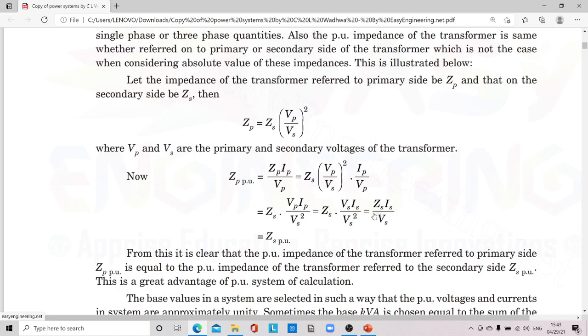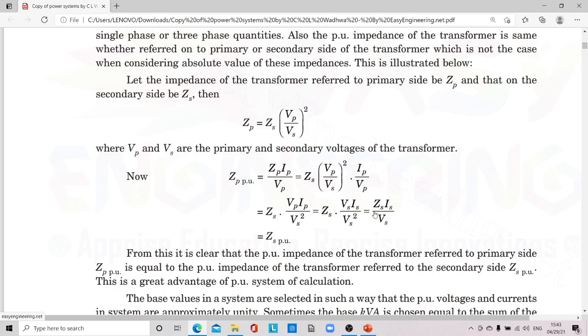Base values in a system will be selected in such a way that per unit voltages and currents are approximately unity. Sometimes base kVA is chosen equal to the sum of the ratings of various equipments on the system or equal to the capacity of the largest unit. The different voltage levels in a power system are due to the presence of transformers. So, procedure for selecting base voltage is as follows.